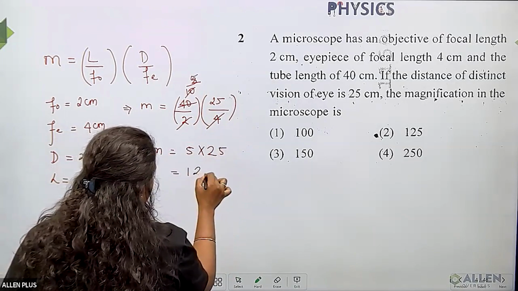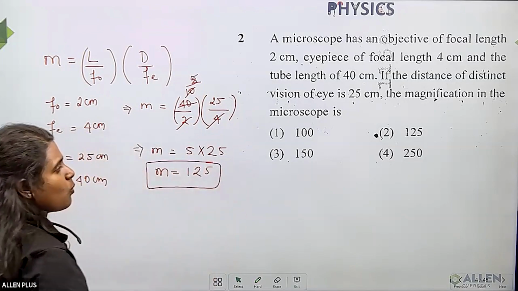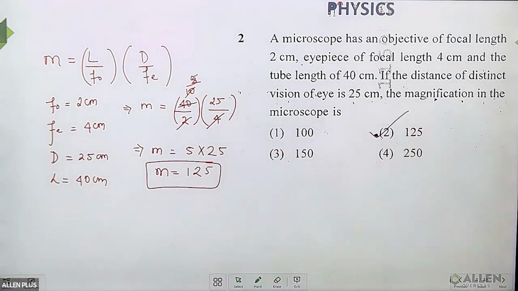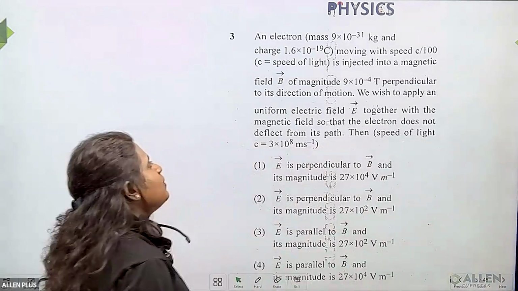So you have the option here, magnification equal to 125. Again, option 2. So the next question here.